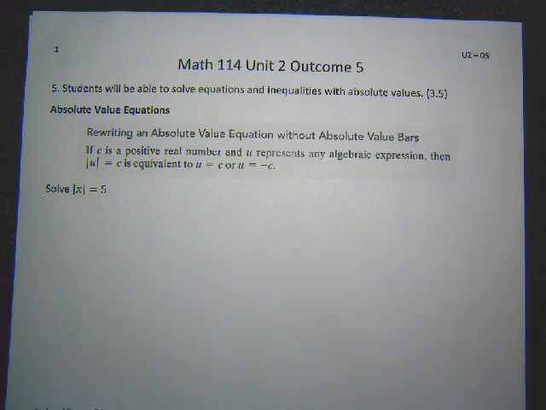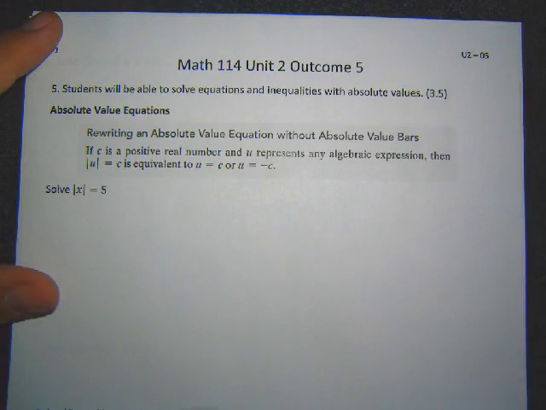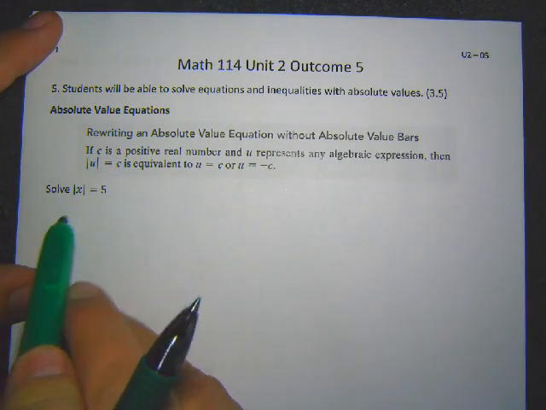We are on Unit 2, Outcome 5. We solved some equations last time. We're going to solve some more equations this time. The difference here is the equations we're solving this time are going to be equations that involve absolute values. We're going to have these absolute value symbols in them.